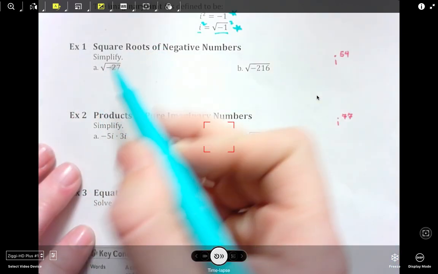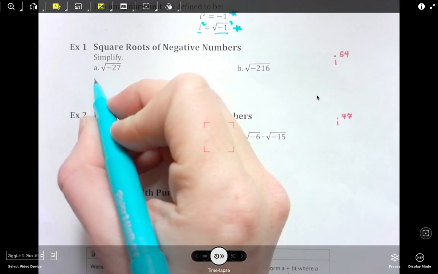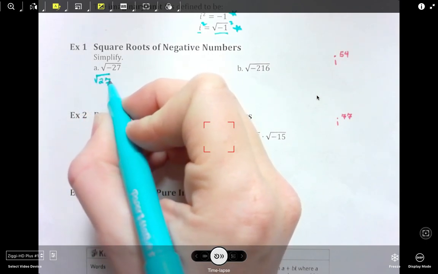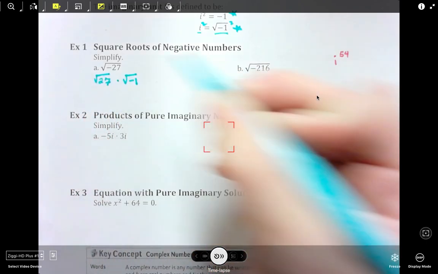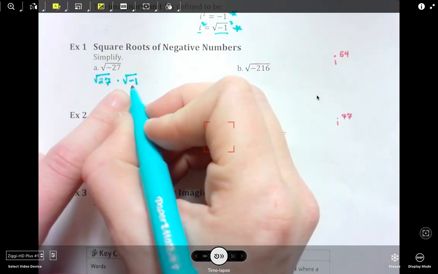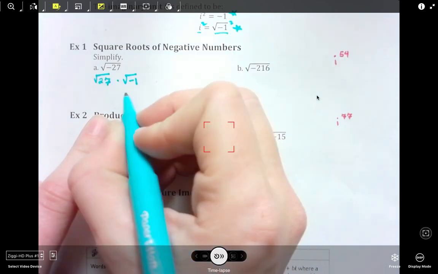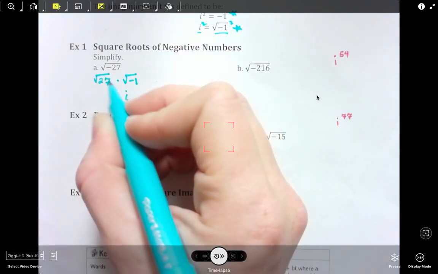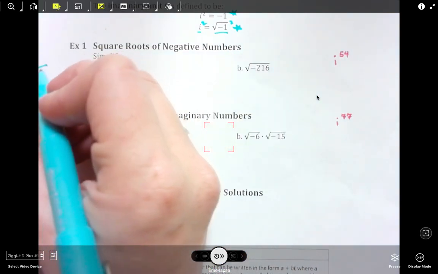So the square root of -27, I'm going to break that down into the square root of 27 times the square root of -1. If I put those back together, it makes -27. Now the square root of -1 we said up here was i, so I'm just going to replace that with i, and then the square root of 27.